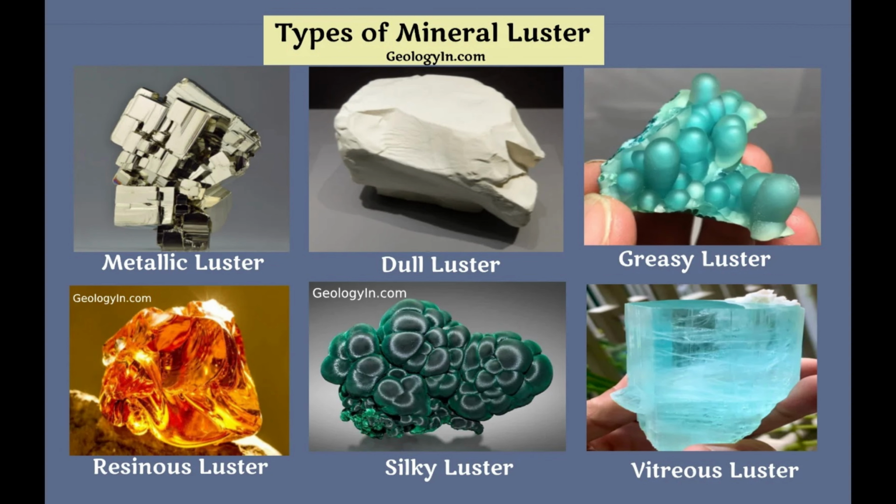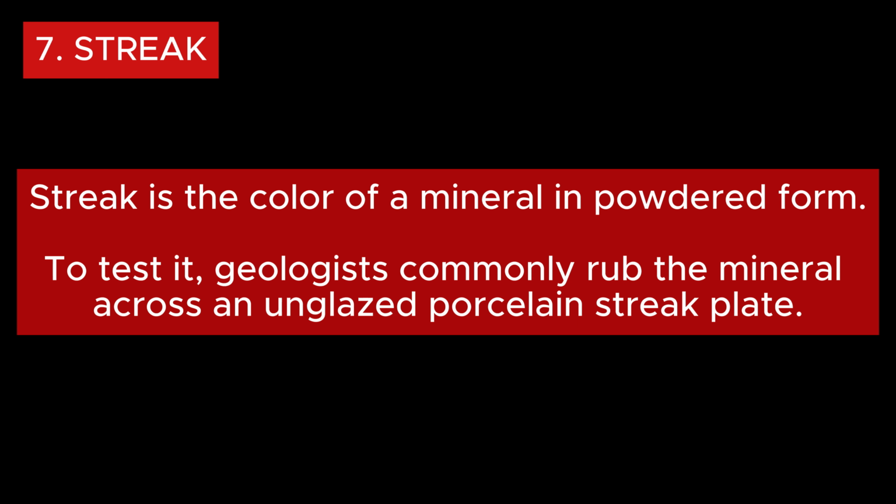The other property, the seventh one, is streak. Now we are going to perform one of the most useful simple tests, the streak test. Streak is the color of a mineral in powder form. To test it, geologists commonly rub the mineral across an unglazed porcelain streak plate, and sometimes the result is surprising.